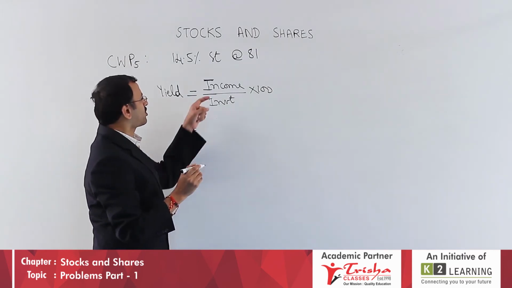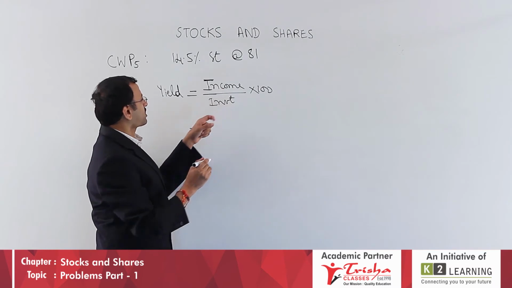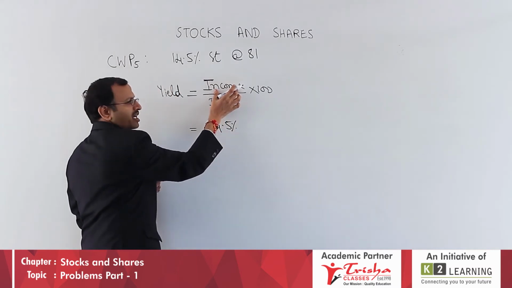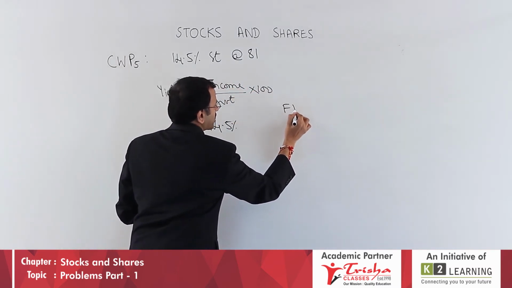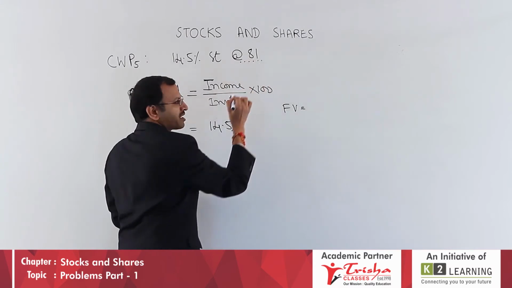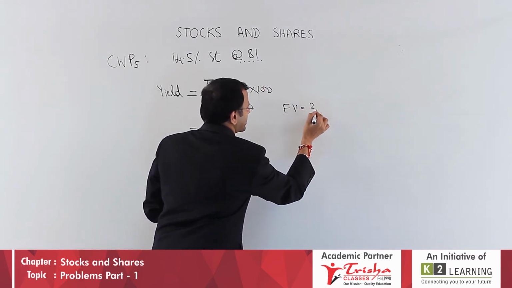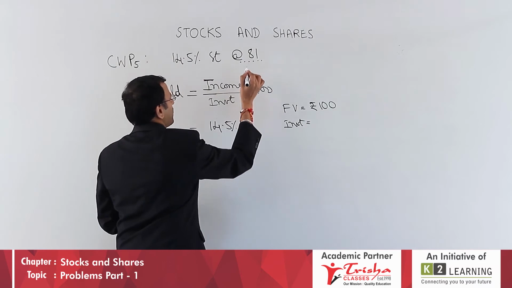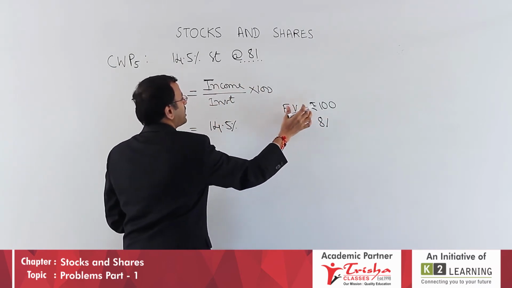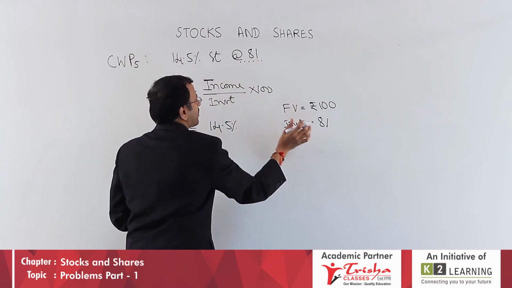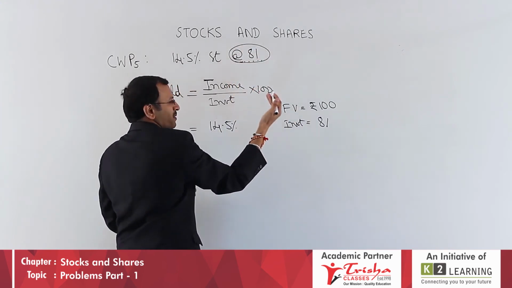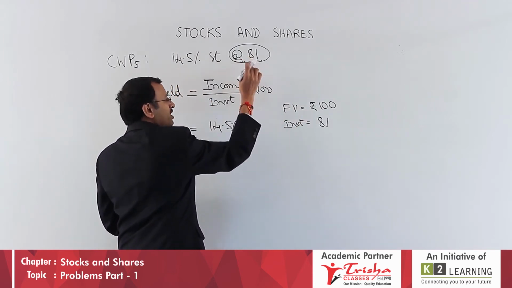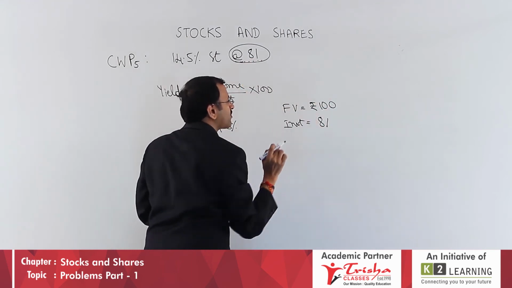As usual, you have to work out yield as income by investment. 14.5%, we have to work out. Always income is calculated on face value. What is the face value of the stock? Face value of one stock, whenever you purchase at 81, face value is to be taken as 100 rupee. Remember, at means always your purchase price or investment, your market price of the stock, 81. This is not face value. Whenever it is near 100, you take FV, face value, 100.